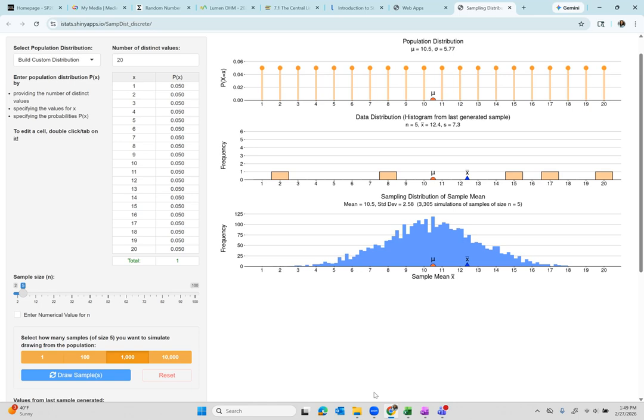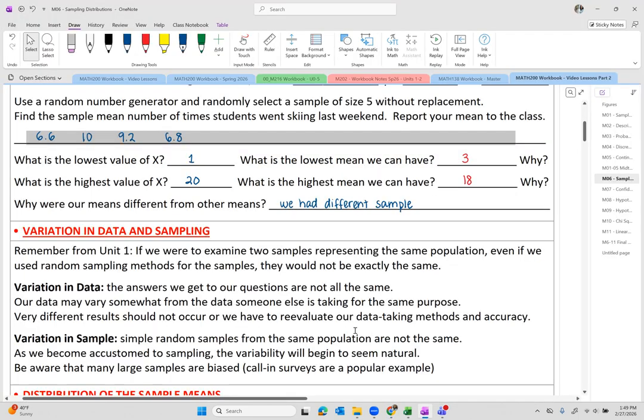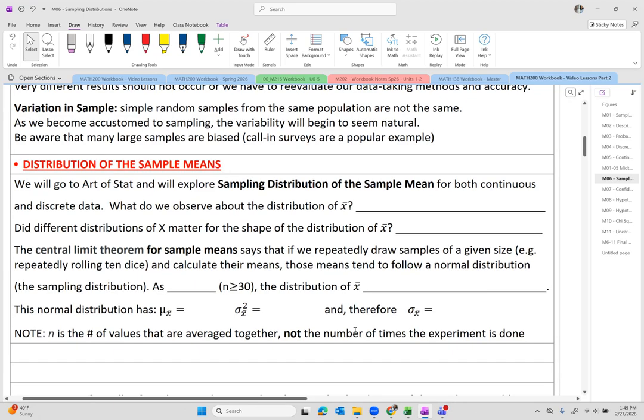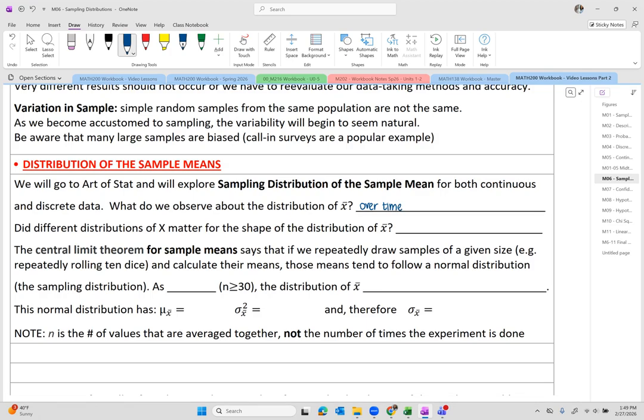So the concept here is, what do we observe about the distribution of the sample mean? X bar is the notation for the sample mean. Over time, as we do more and more samples, this becomes bell-shaped and symmetric. The distribution of those means.